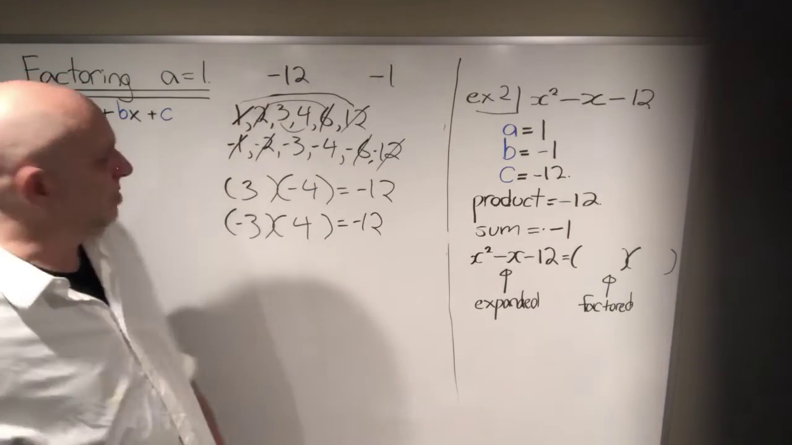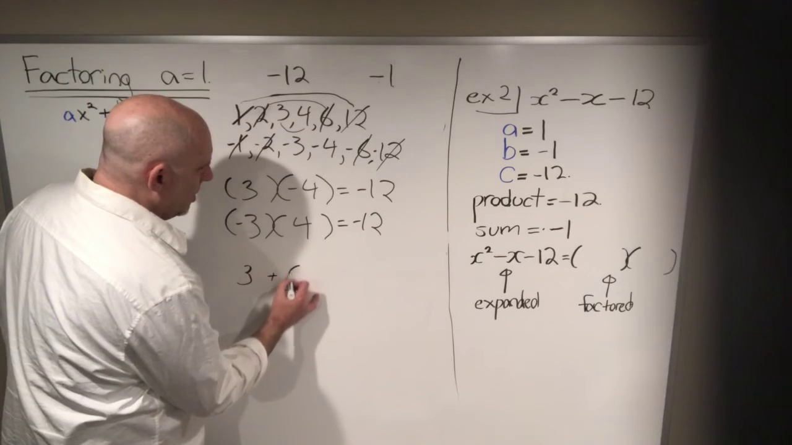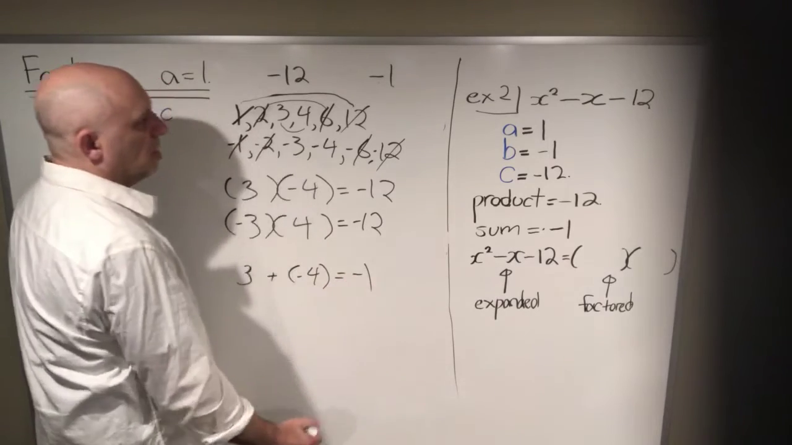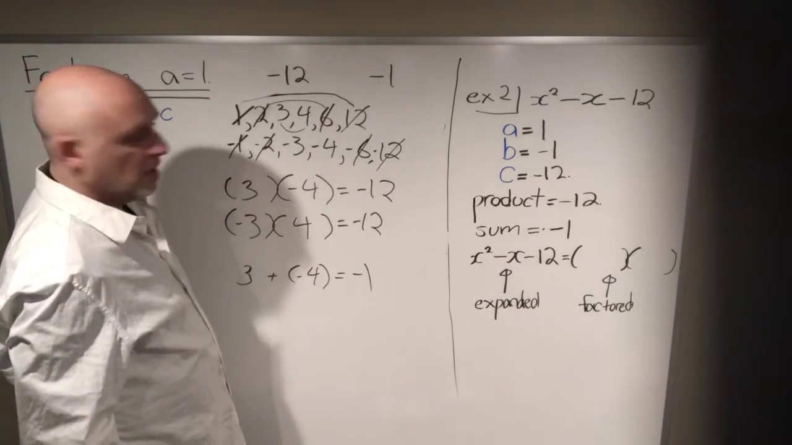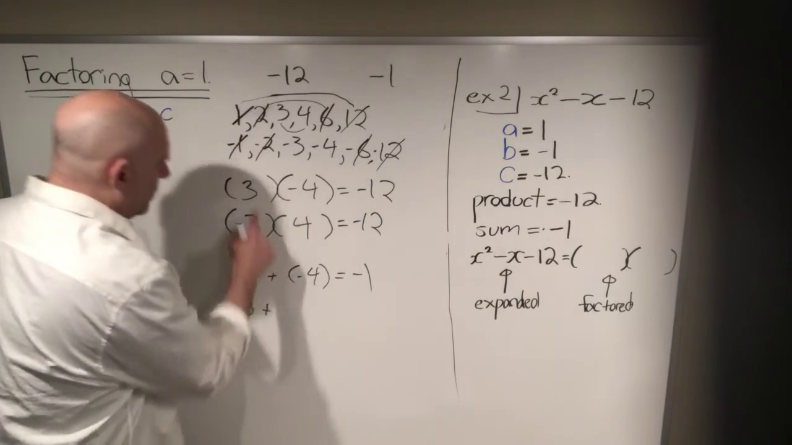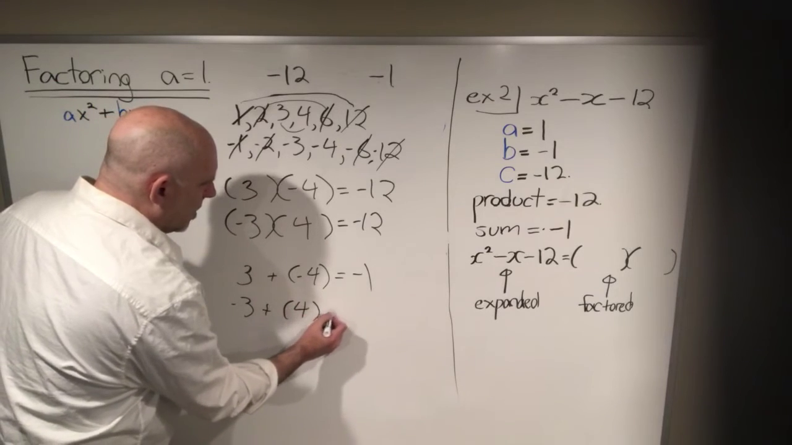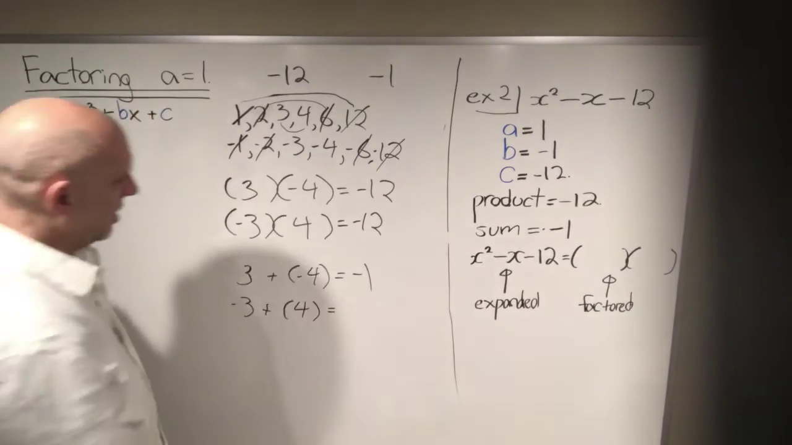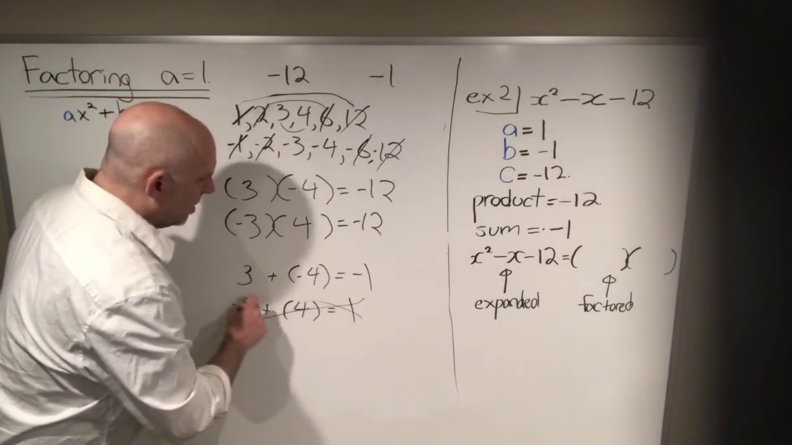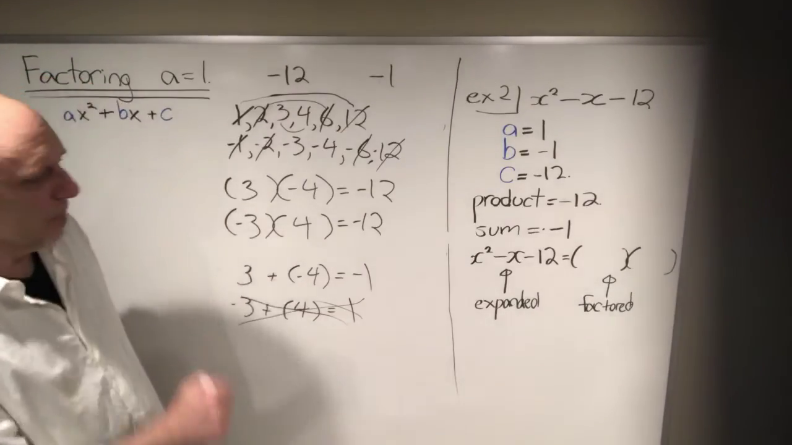Well, what happens when you add them? If I add 3 plus negative 4, I get negative 1. That's the answer. Because if I do it the other way around, negative 3 plus 4, that's positive 1. Only one of these two will work. That one won't work. The two magic numbers we want are 3 and negative 4.